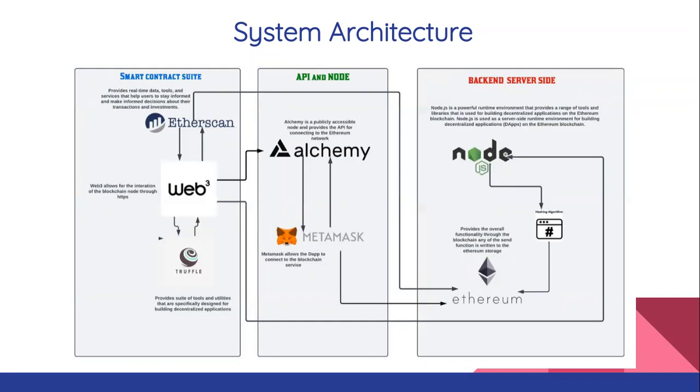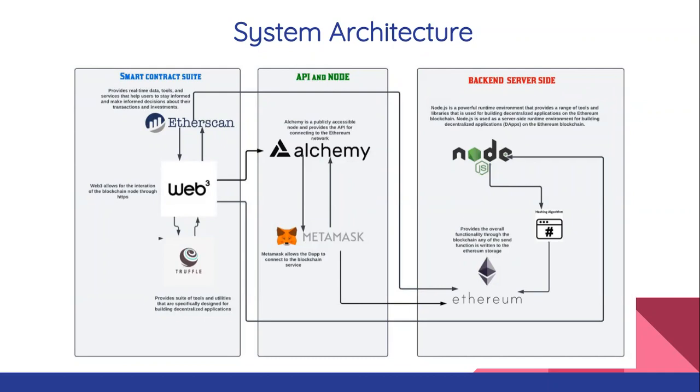In provision of API and nodes, we have Alchemy, which is a publicly accessible node that provides the API for connecting to the Ethereum network. And then we have MetaMask, which allows decentralized applications to connect to the blockchain service. On the backend server side, we have Ethereum, which is the overall EVM network that provides the platform through which decentralized applications can work.